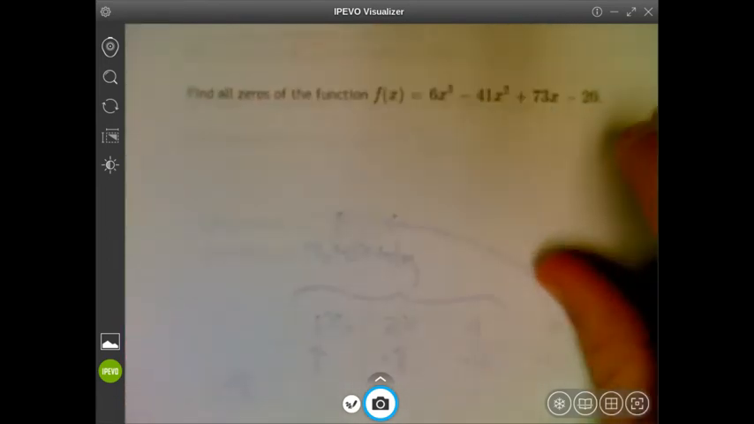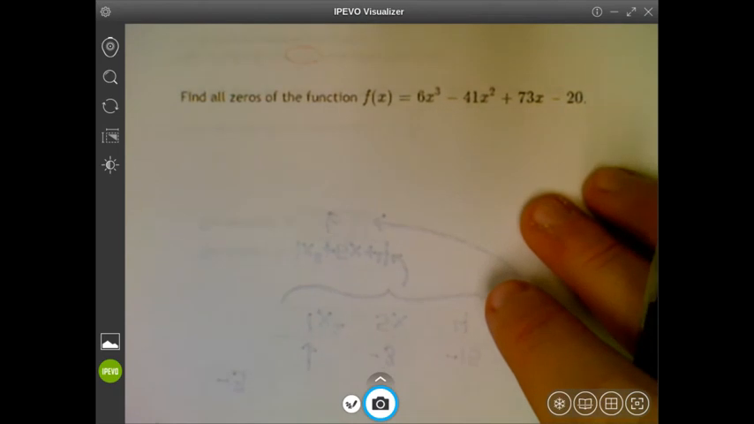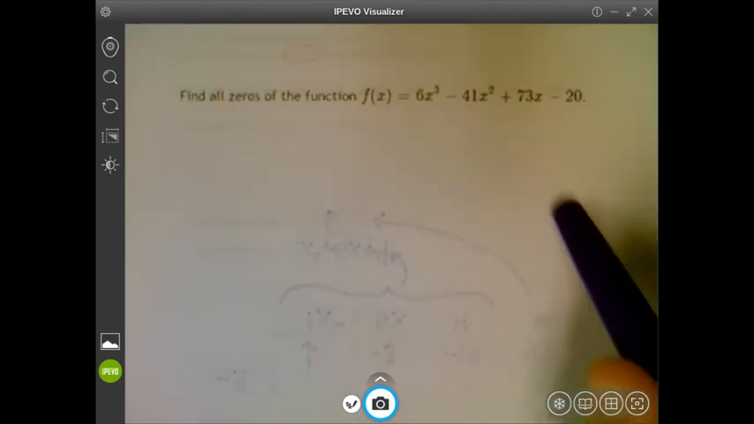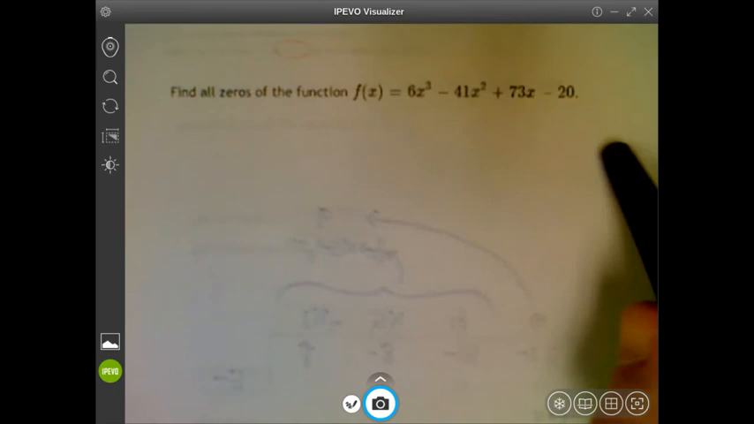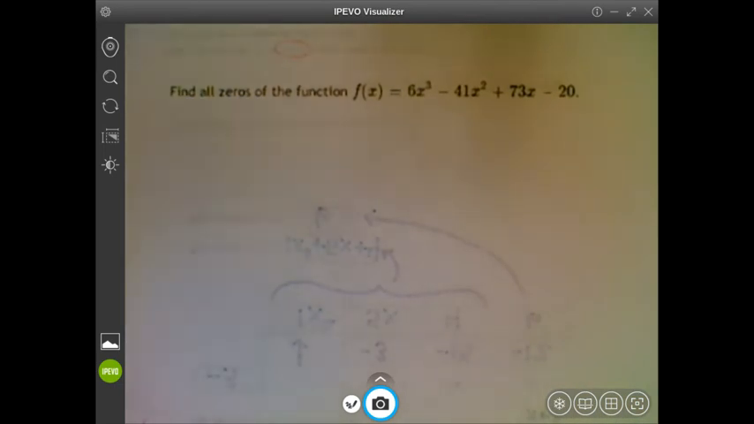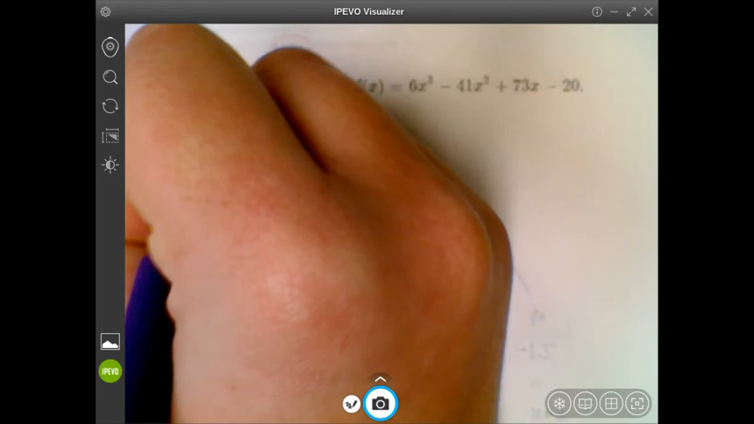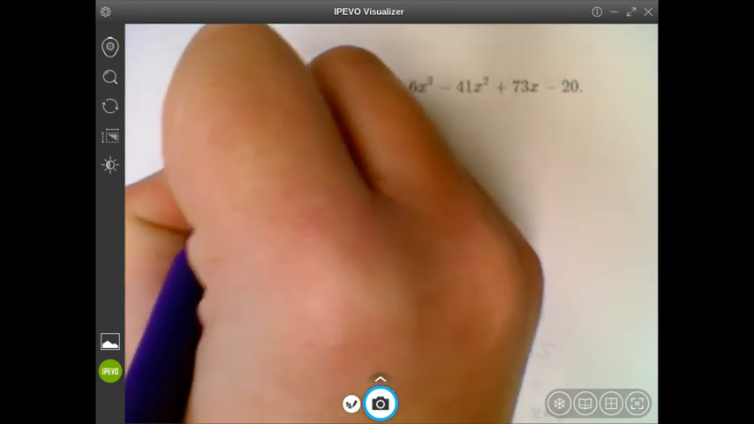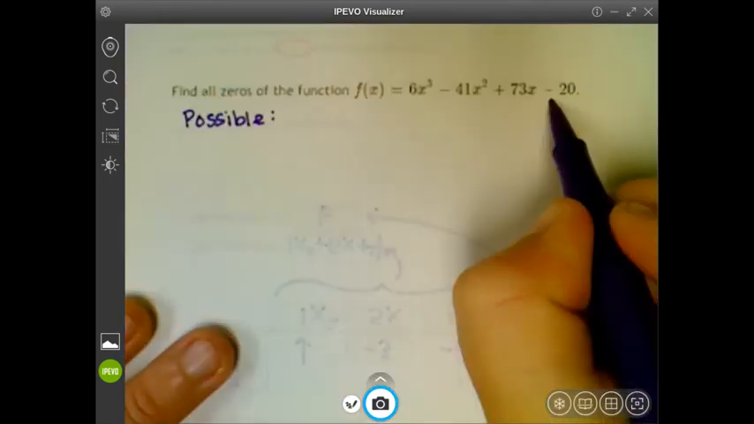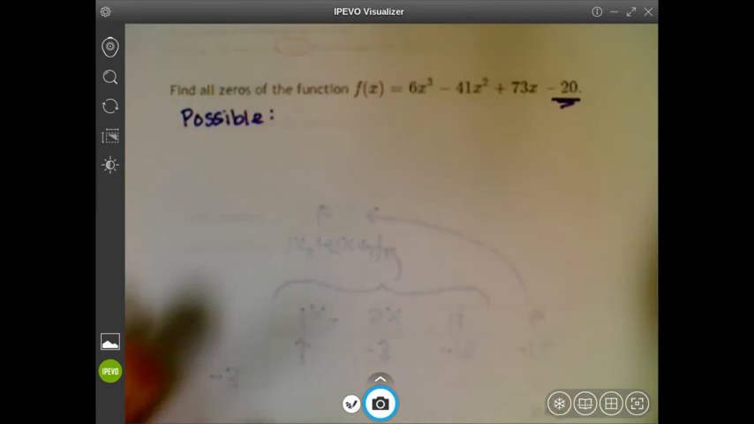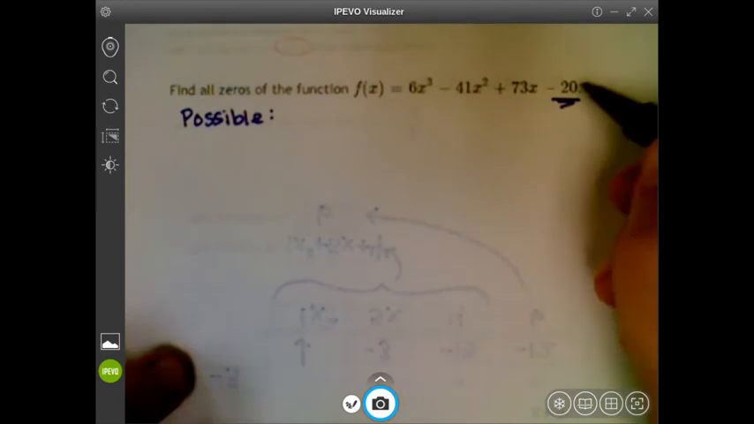All right, so we're going to find all the zeros of this polynomial. It's not factorable as it stands right now, so we're going to make a list of possible rational zeros, and then start testing our zeros. So here are the possible zeros. Factors of 20. You don't have to worry about the negative because you're going to put plus or minus in there anyway. So what multiplies to be 20?